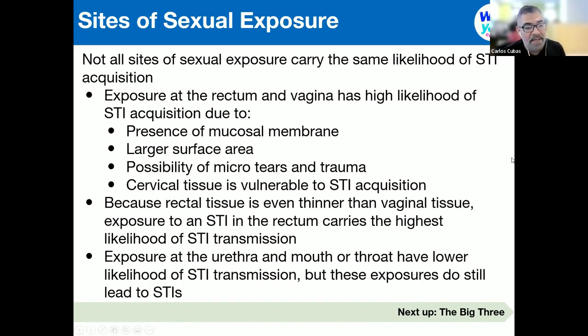So very important. Somebody can have oral sex and they may be exposed to gonorrhea or chlamydia. There's also oral herpes, I believe HPV, and I'm trying to think of other ones, but we're going to cover that in the next couple of slides. But there is the likelihood of that as well.